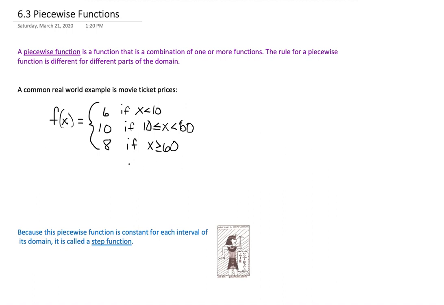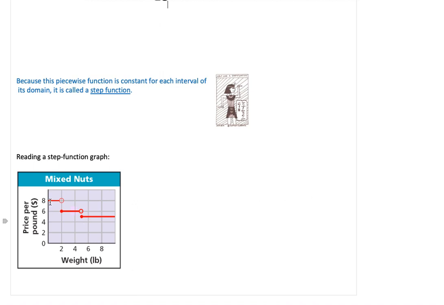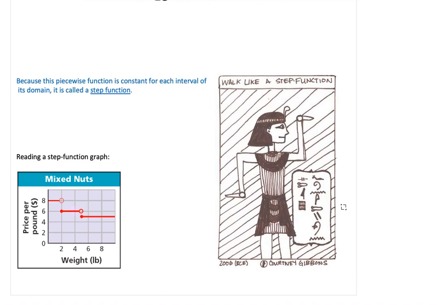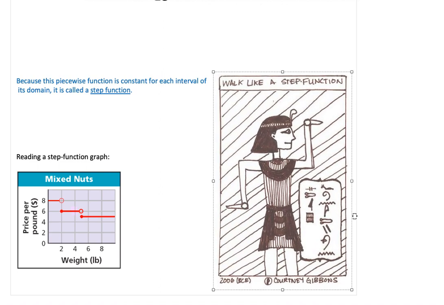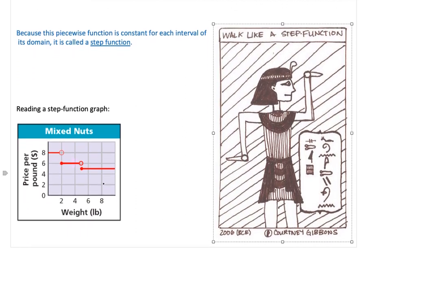So the fact that these are constants and not a rule makes it a step function. So this here is a step function, and I have this cute graphic, it took up a lot of room. But isn't this cute? Walk like a step function. Sorry, I got kind of stuck looking at that.